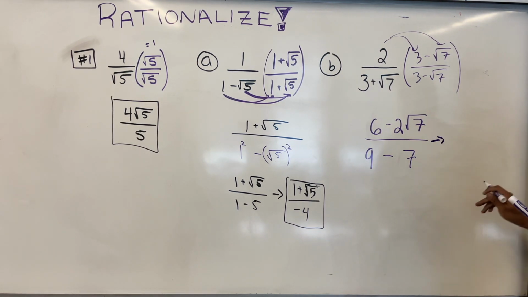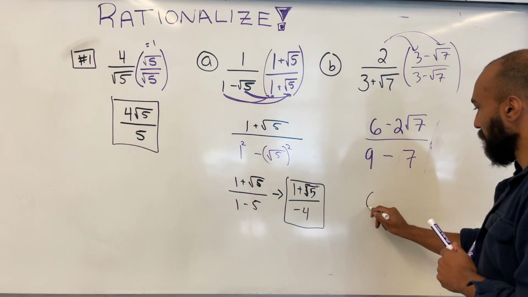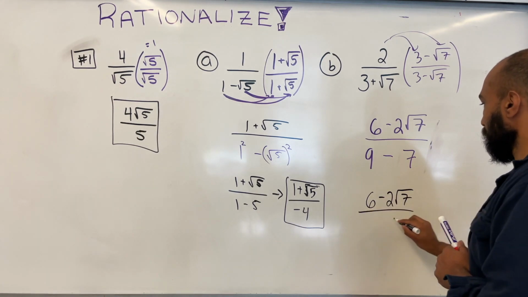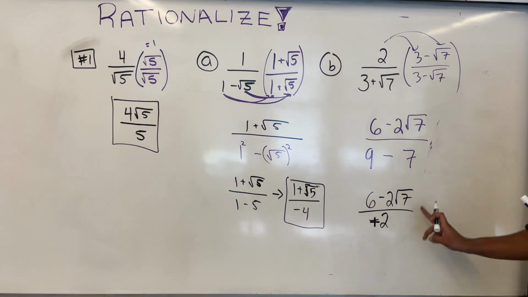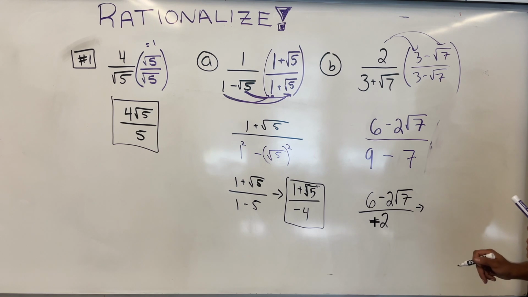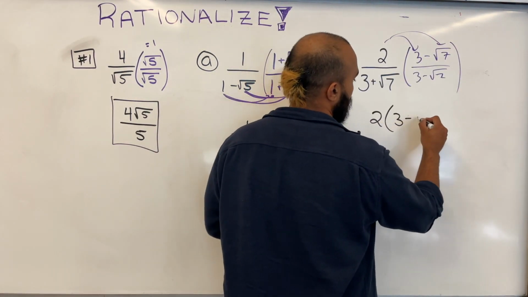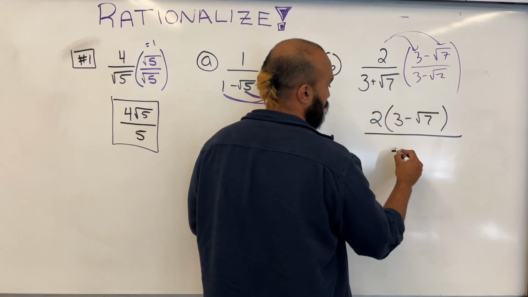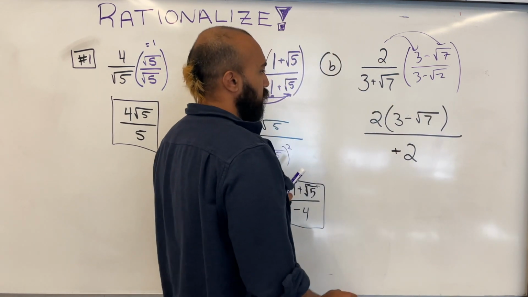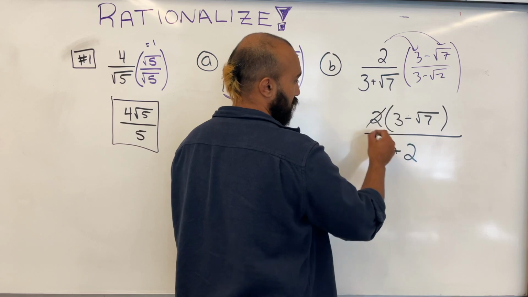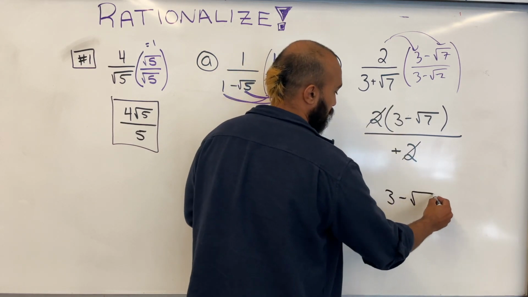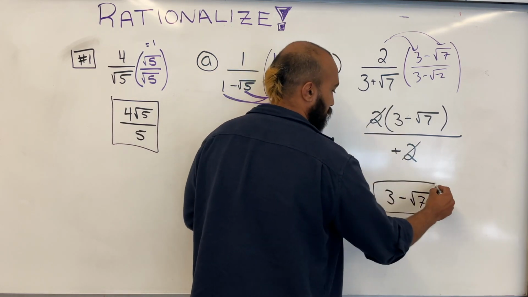Now, there's a couple ways to simplify it. And when I get towards the end of the problem here, I realize it would have been easier to simplify if I actually didn't distribute the 2, if I just left it out there because it would be a common factor, I could do it like this. 2 times 3 minus root 7, and there's a 2 there. The 2's will cancel out, divide to 1, and I have a final answer of 3 minus root 7.